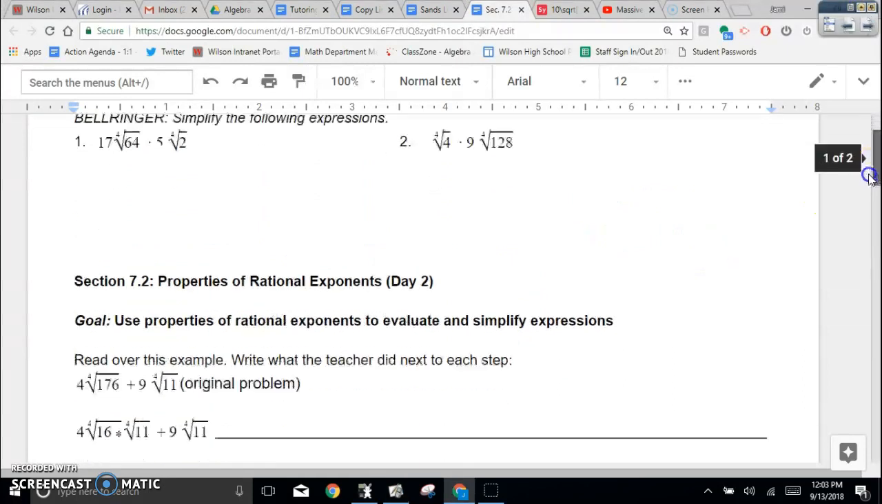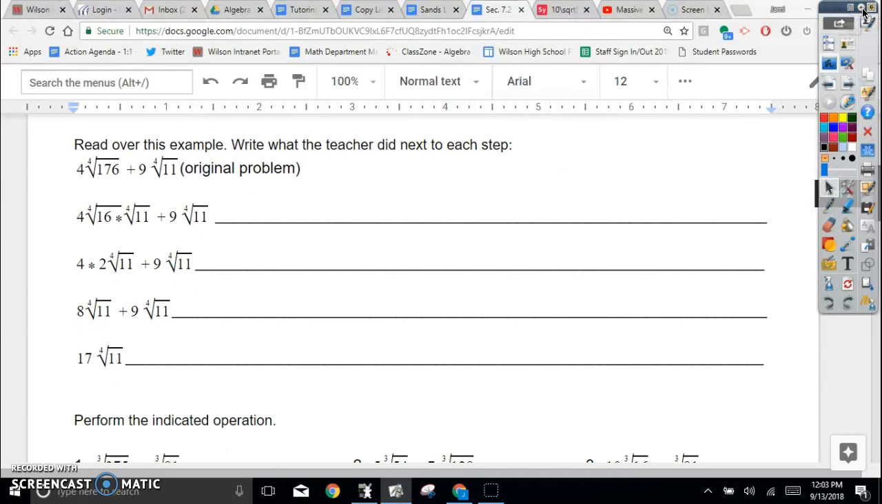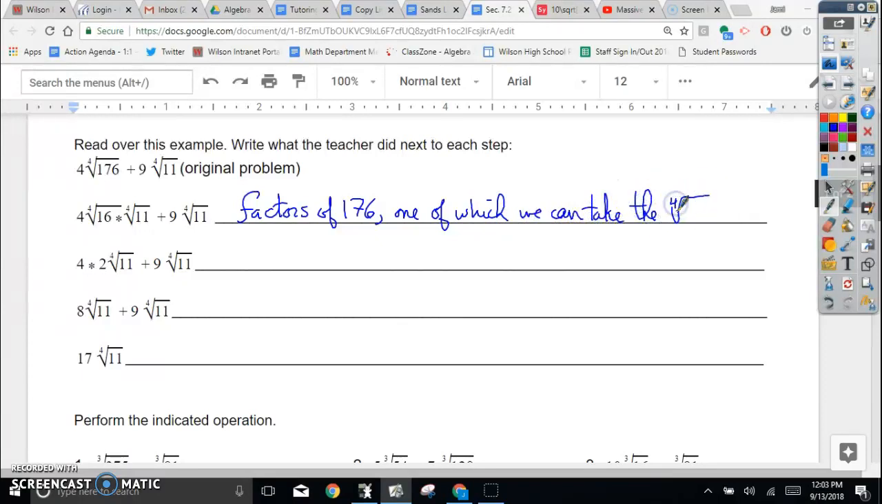Now in day 2 here, we're going to start looking at adding and subtraction of radicals. Now to add and subtract radicals, they have to also have the same root, but also the same base underneath the root. So what they did from here to here is they found factors of 176, one of which we can take the fourth root of. Now, from here to here, take the fourth root of 16, which is 2. From here to here, they did 2 times 4 to get 8, so they multiplied.